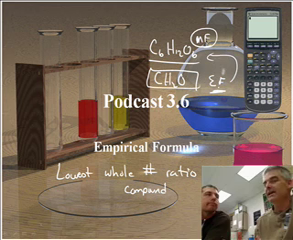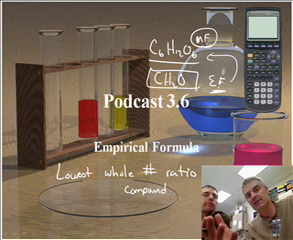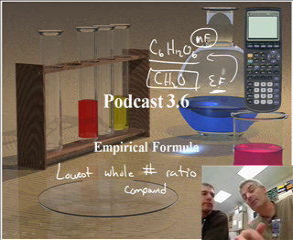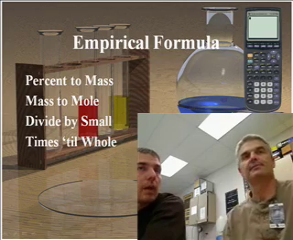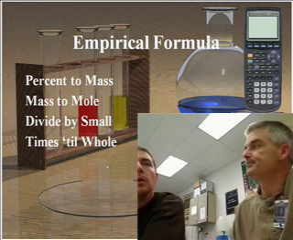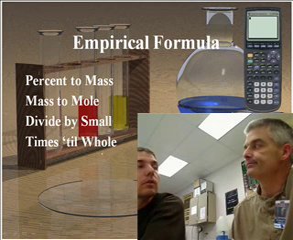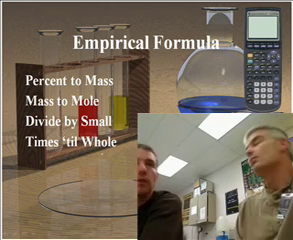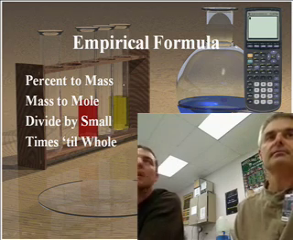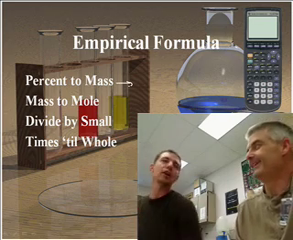It's basically taking that percent composition thing that we did last time and going the other direction. Going backwards. So it's kind of a cool little mnemonic, Mr. Sams. Percent to mass, mass to mole, divide by small, times to whole. That kind of rhymes. It's on a poster on our walls. If you ever forget, you can look there.